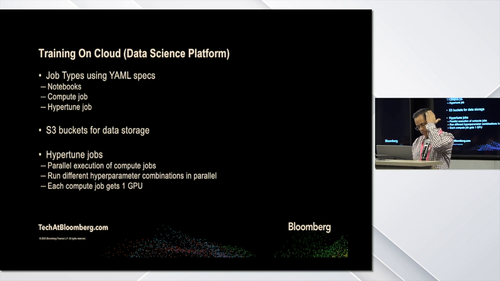At Bloomberg, we have a data science platform where we can specify jobs using YAML specs. We can run notebooks, or we can do compute jobs. Or we also have what is called a hypertune job, where I can run like 20 jobs in parallel using 20 GPUs simultaneously. So we can try different combinations of hyperparameters, run them in parallel, and have all the results in a couple of hours. We also use S3 buckets extensively for storing all our results and models. As I was mentioning, the hypertune job lets us do parallel execution using 1 GPU per job.